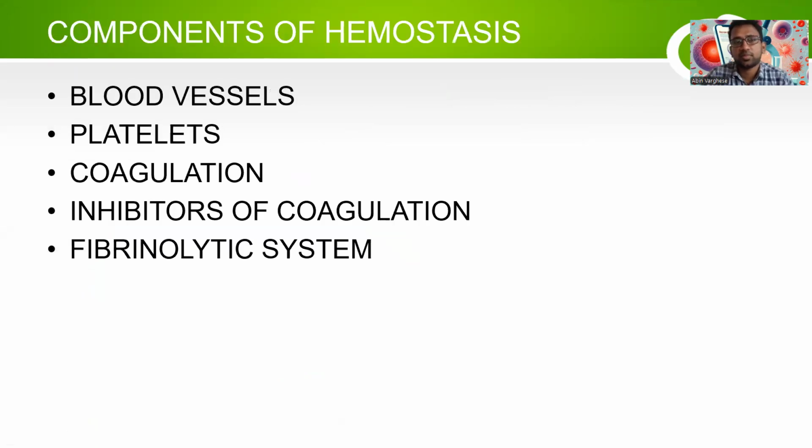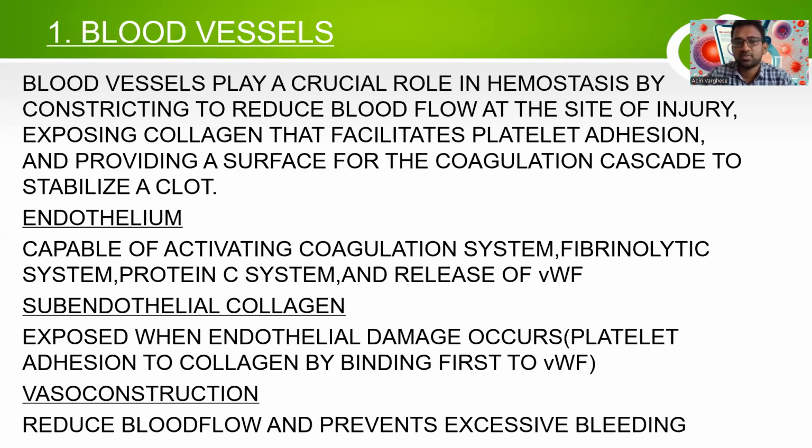So the five components involved in hemostasis are blood vessels, platelets, the coagulation cascade, inhibitors of coagulation, and the fibrinolytic system. The blood vessels and the platelets are the primary components involved in hemostasis. So, the role of blood vessels.